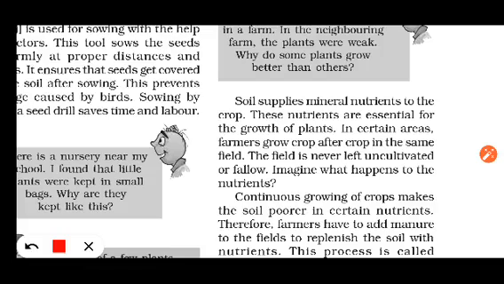Soil supplies mineral nutrients to the crops. These nutrients are essential for the growth of plants. और ये जो nutrients होते हैं हमारी plants की growth के लिए बहुत essential होते हैं. In certain areas, farmers grow crop after crop in the same field. It generally happens that in some areas where the fertility is quite high, farmers grow crop after crop, meaning they do not leave the land fallow, meaning uncultivated. वो जमीन को uncultivated छोड़ते ही नहीं है. So the field is never left uncultivated or fallow.